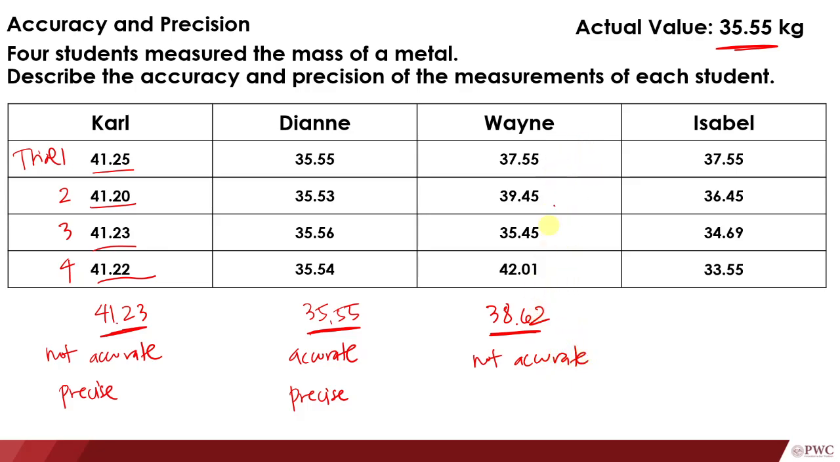And as you see here, the measurements are also not consistent. The measured values are not close to each other. For example, we have 35 and then the highest is 42. So it's very far from each other. This one is also not precise.